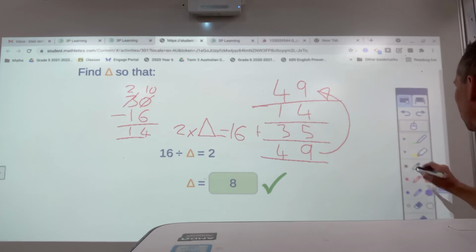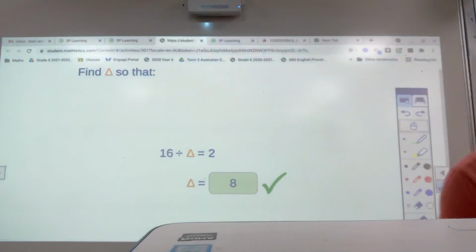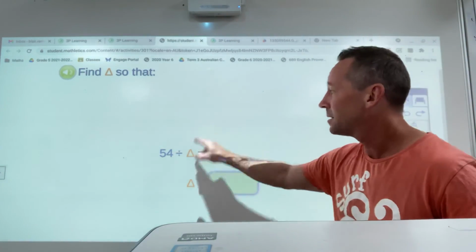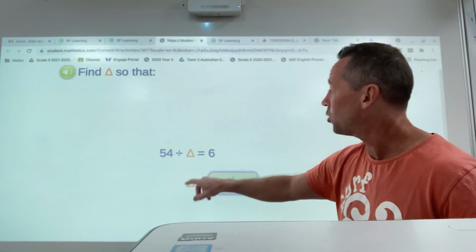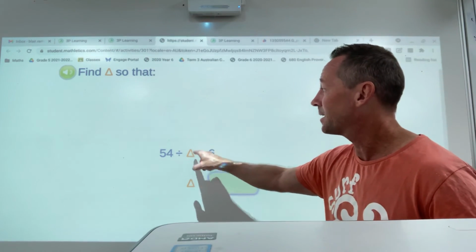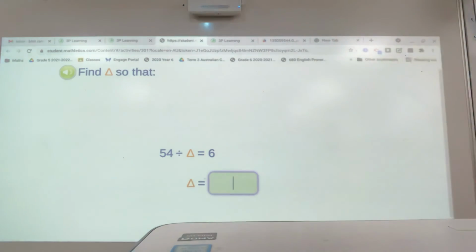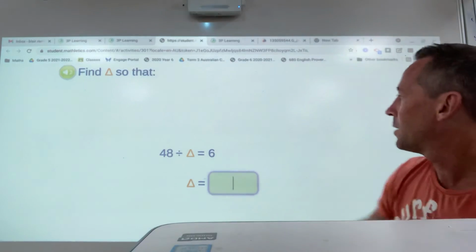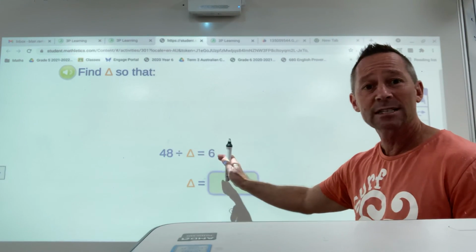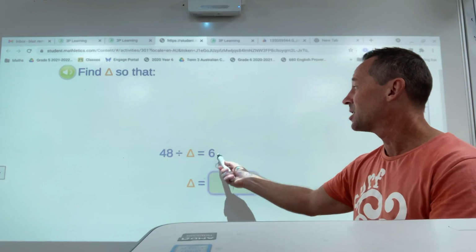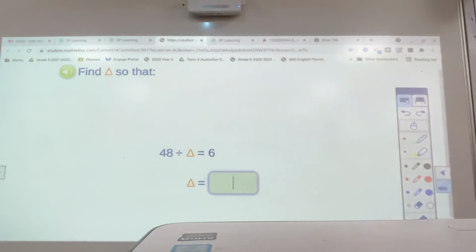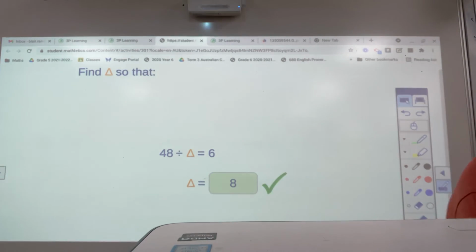Alright, let's try a couple, let's see how fast you can do these ones. Next one, 2 more. 54 divided by something. Again, if you know your multiplication, 54 divided by 6 would give you this answer. Or 6 times something gives you 54. Correct, 9. One more. 48 divided by something equals 6. The inverse operation, 6 times something equals 48. Got it. All right, try some of those.